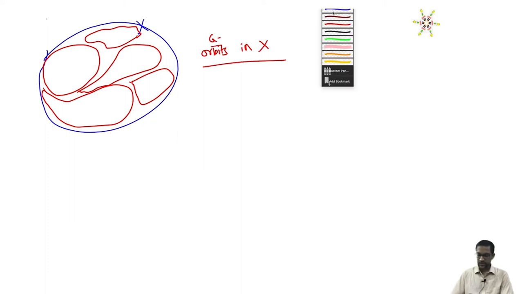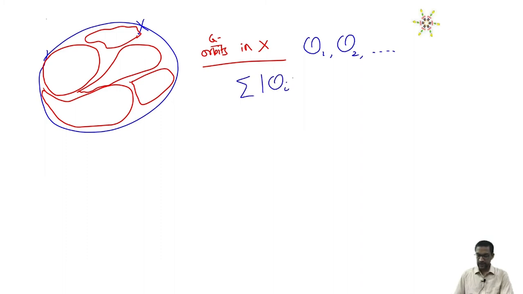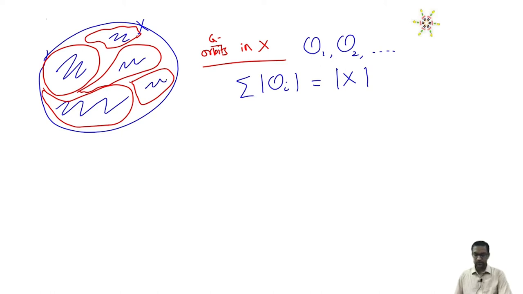Now, observe that the sum of all these orbits, so let's give these orbits names, maybe O1, O2, and so on, there are some finitely many of them. Observe that the sum of the orbit cardinalities is, of course, the cardinality of the whole set X. So this cardinality plus this, plus this, and so on, is just going to give you the full cardinality. Now, since the whole cardinality is not divisible by P, there exists an orbit whose cardinality is not divisible by P.